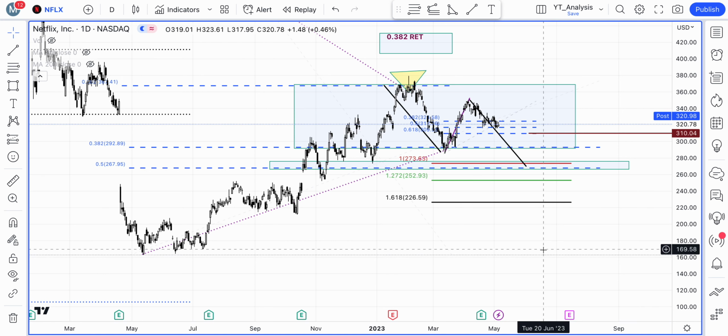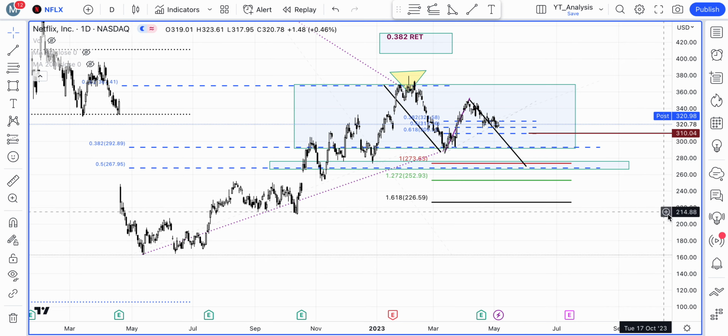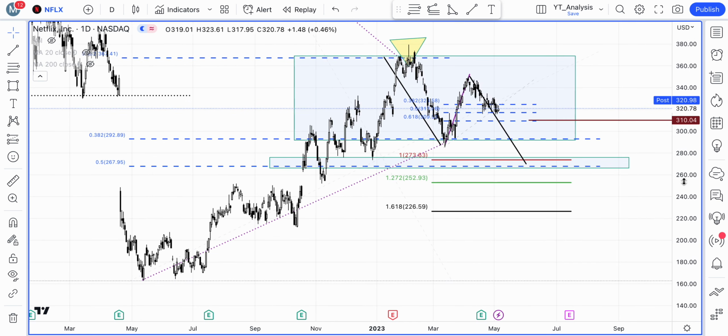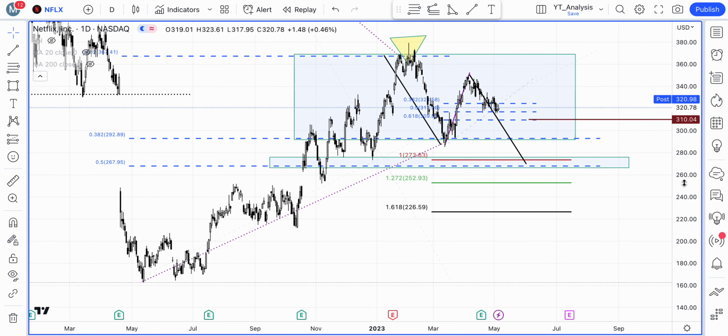So guys, this is what we are looking at for the key major technology stocks, USA technology stocks, that we like to follow here.